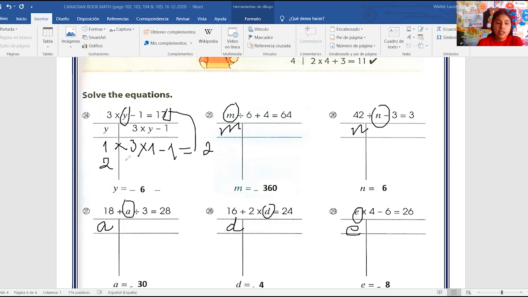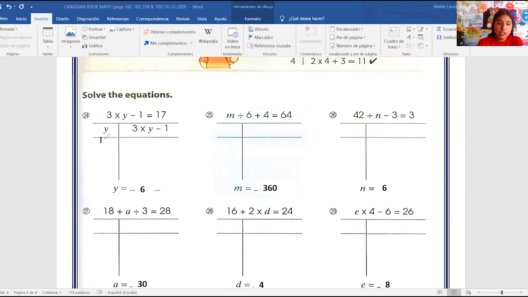Number 2. Okay, let's see. Let's give the value now 2. Okay, so we need to replace in the equation. 3 times 2, because y is 2, minus 1. We need to get as a result 17. 3 times 2, 6 minus 1, 5. Miss Laura, number 2 is not the value of y. What about number 3? Okay, let's try.